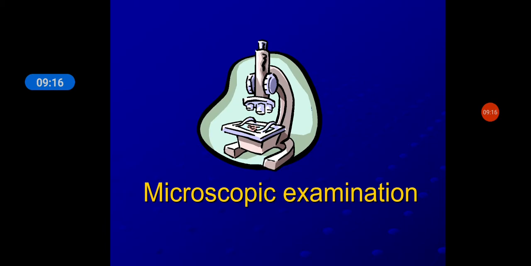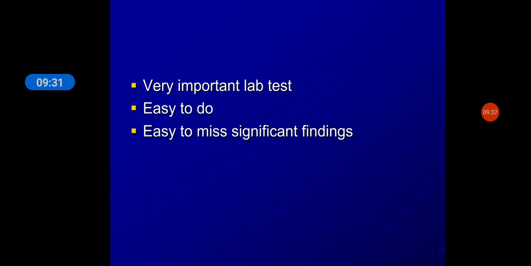This is actually the crucial part in urine examination. You don't have to do this, but you should know what substances you will find in urine. What are the microscopic elements? As far as the lab is concerned, this is an important aspect. It is very easy to do and it is easy to miss also. Some of them are very dicey, and only trained eyes can pick up these things.